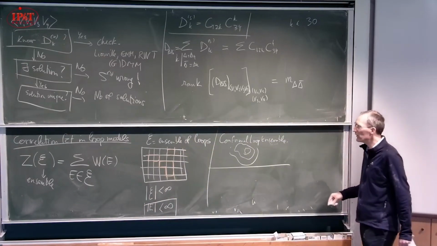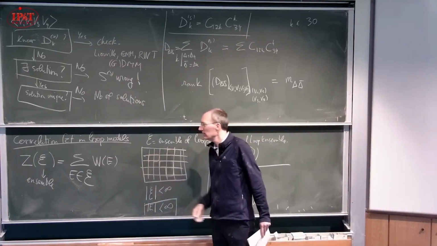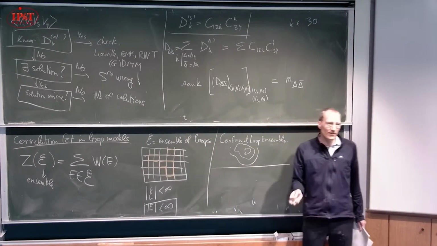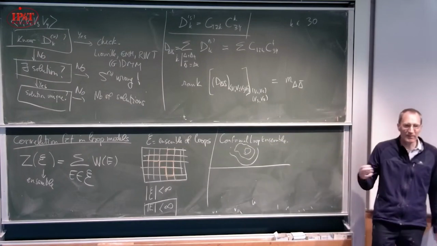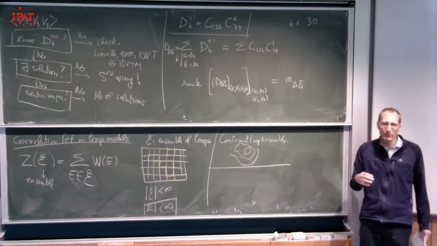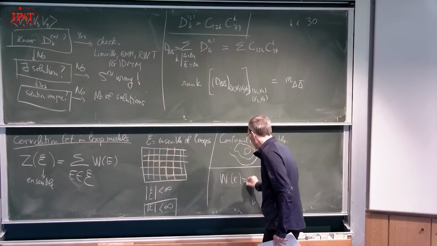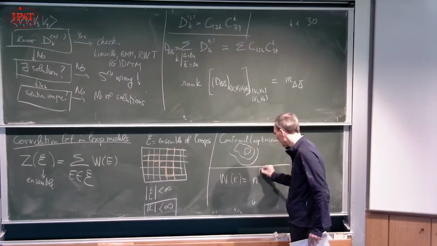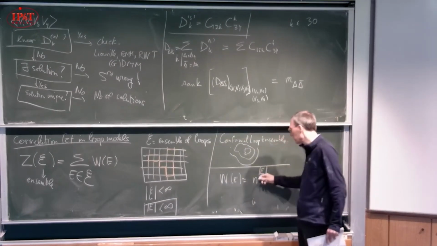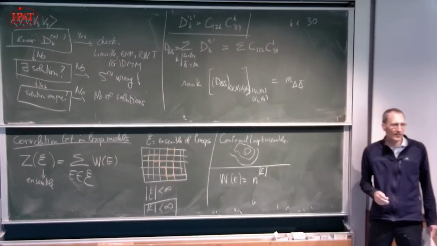And then I want to define the weight of the configuration. One simple choice is that the weight is extensive. So you have a certain weight for each loop. Each loop has weight n. And you put n to the number of loops. And that's it. That's your weight.